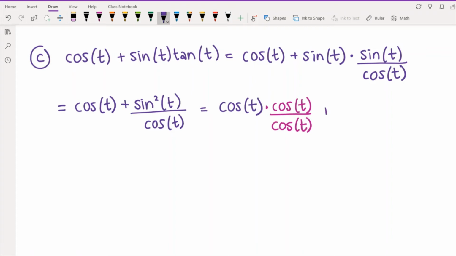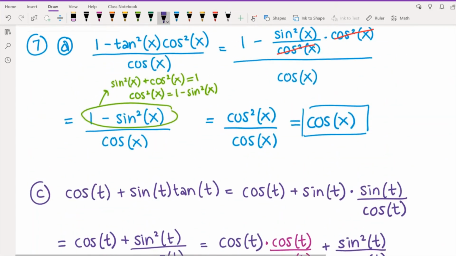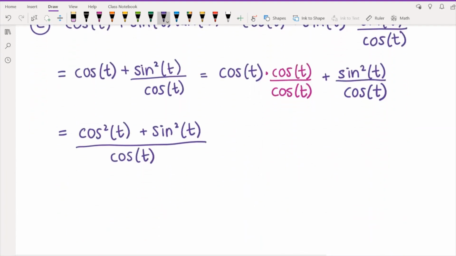And then we still have plus sine squared of t over cosine of t. So now we get cosine squared of t plus sine squared of t all over that new common denominator of cosine of t. So as we wrote down above, cosine squared of t plus sine squared of t, we have this Pythagorean identity, which tells us that that is equal to 1. So we have 1 over cosine of t, and another way of writing that would be secant of t.